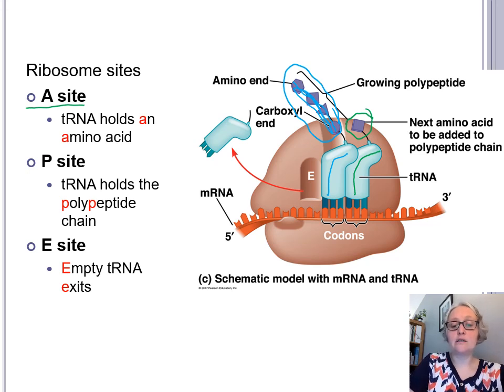The E site is where the empty tRNA molecules will exit. So here you can see this tRNA molecule. He's empty. He doesn't have any amino acid at the top, and so he's able to exit the ribosome. Please know specifically what the tRNA molecule is doing at each site in the ribosome.